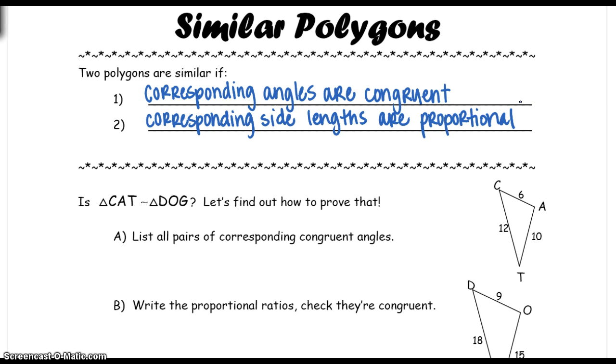We're going to have two shapes. We're going to ask ourselves, hey, is this similar? And the only way we can answer that question is if we check to make sure all the corresponding angles are congruent and that all the corresponding side lengths are proportional. So that's what we're going to work on in the next problem.